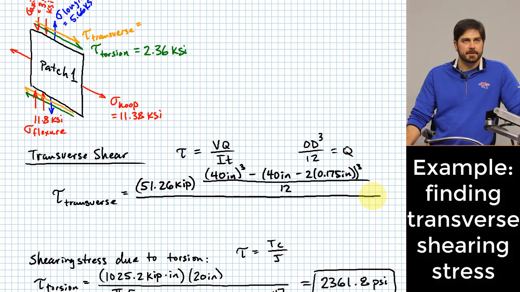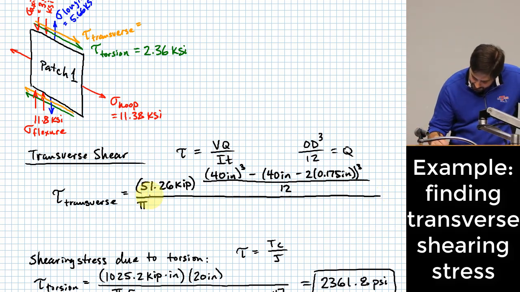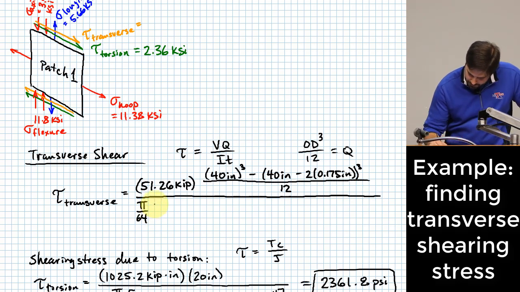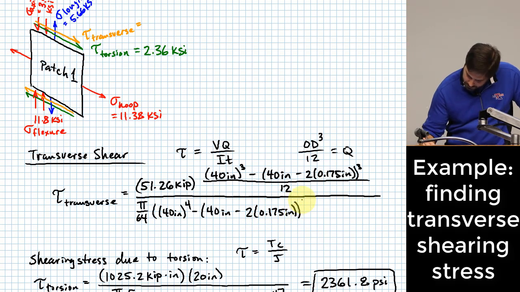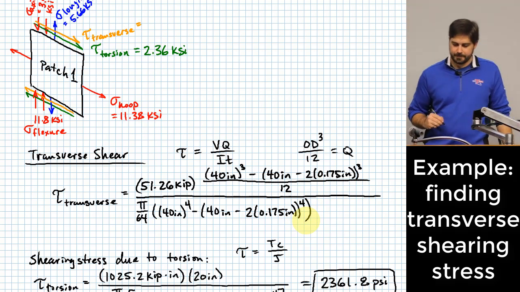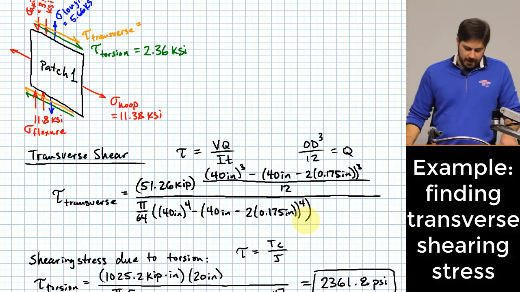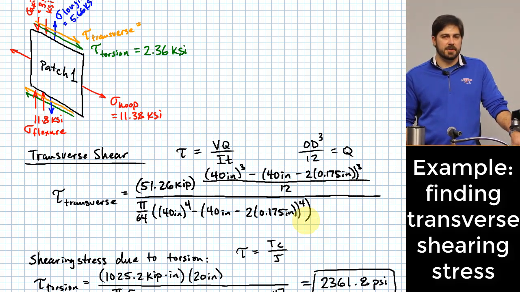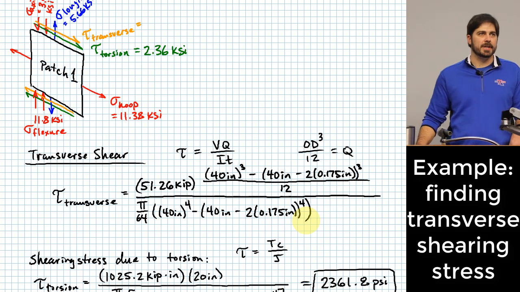And then in the denominator, I need the I value, pi over 64, times 40 inches to the fourth minus 40 inches minus 2 times 0.175 inches, all of that to the fourth. Okay, so there's my I value that we actually have previously computed, but I didn't have it separately, so I wrote it all out again.